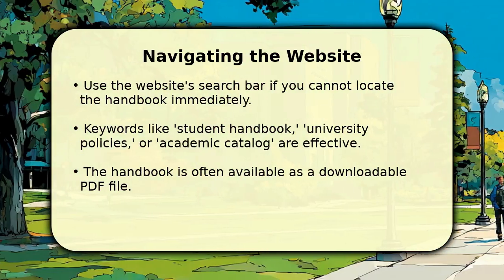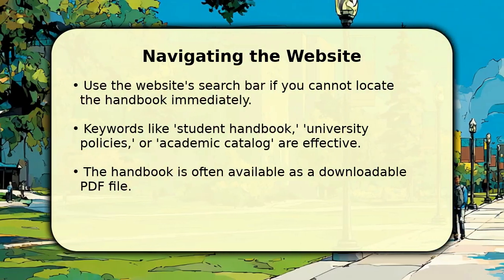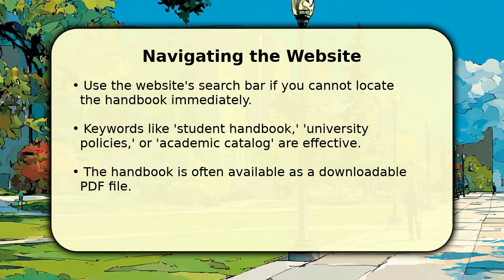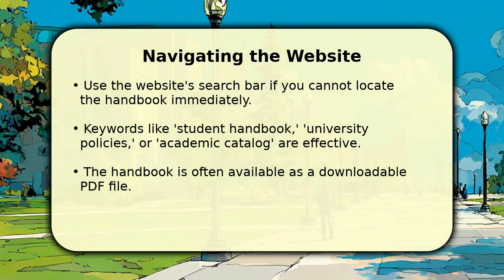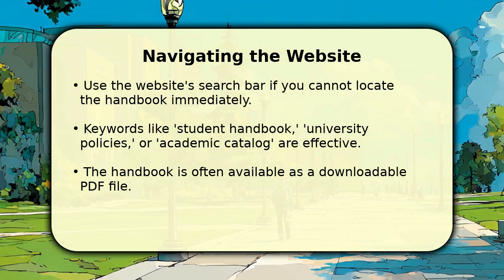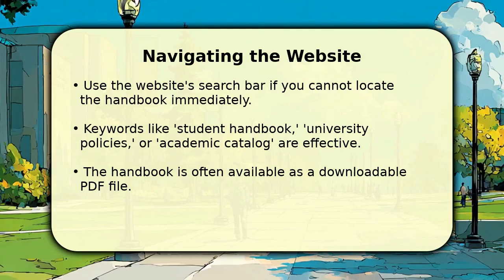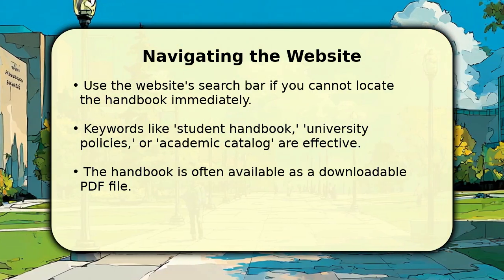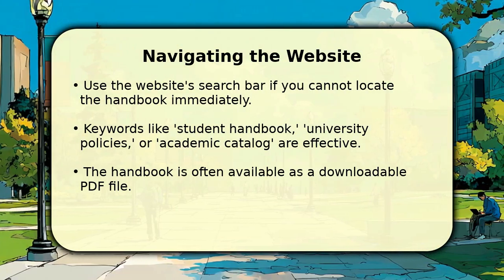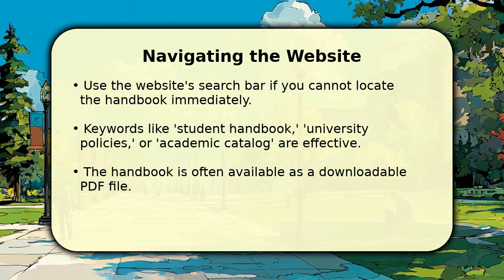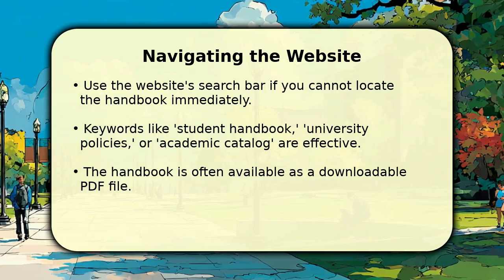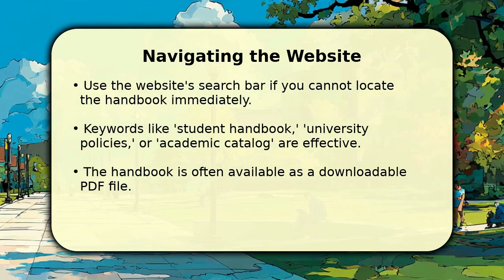If you are having trouble finding the handbook directly, the university website's search bar is your best friend. Try entering keywords such as Student Handbook, University Policies, or Academic Catalog to quickly narrow down your search results. Most often, the handbook will be presented as a downloadable PDF file, making it easy to save and refer to offline whenever you need it. This convenient format ensures constant access.